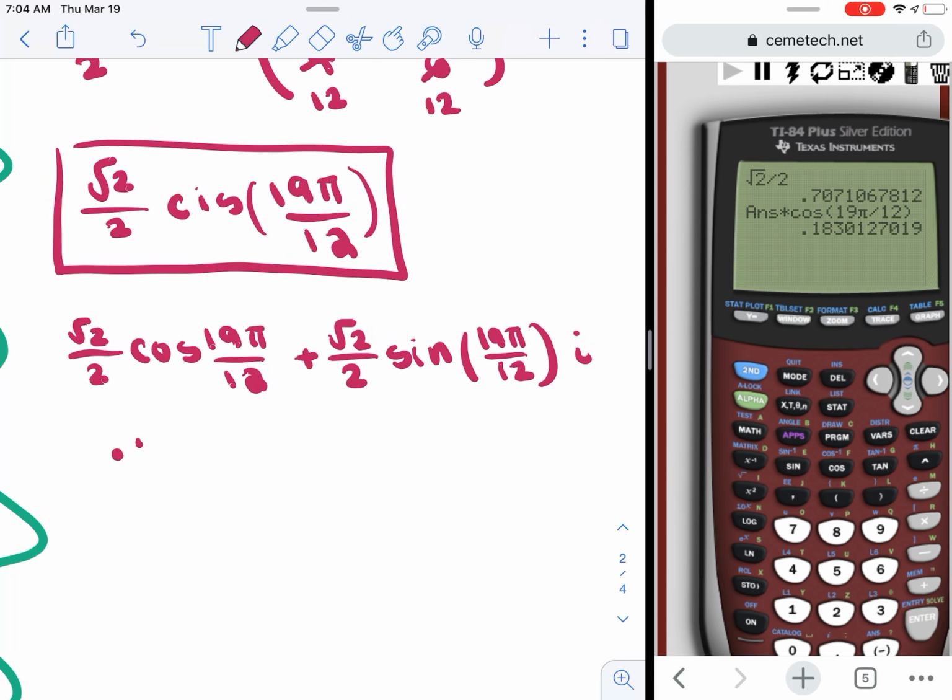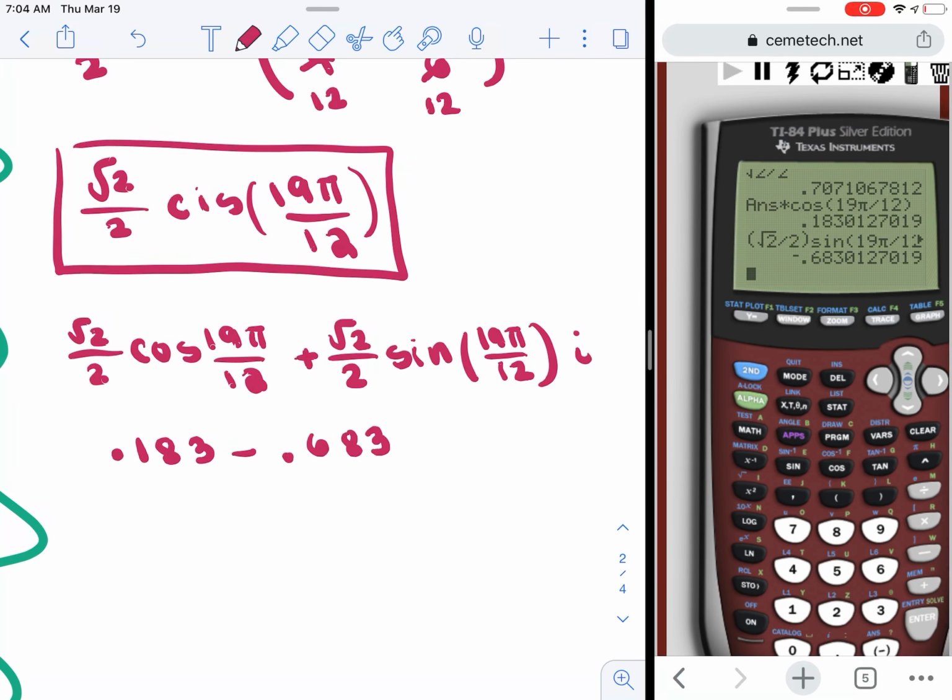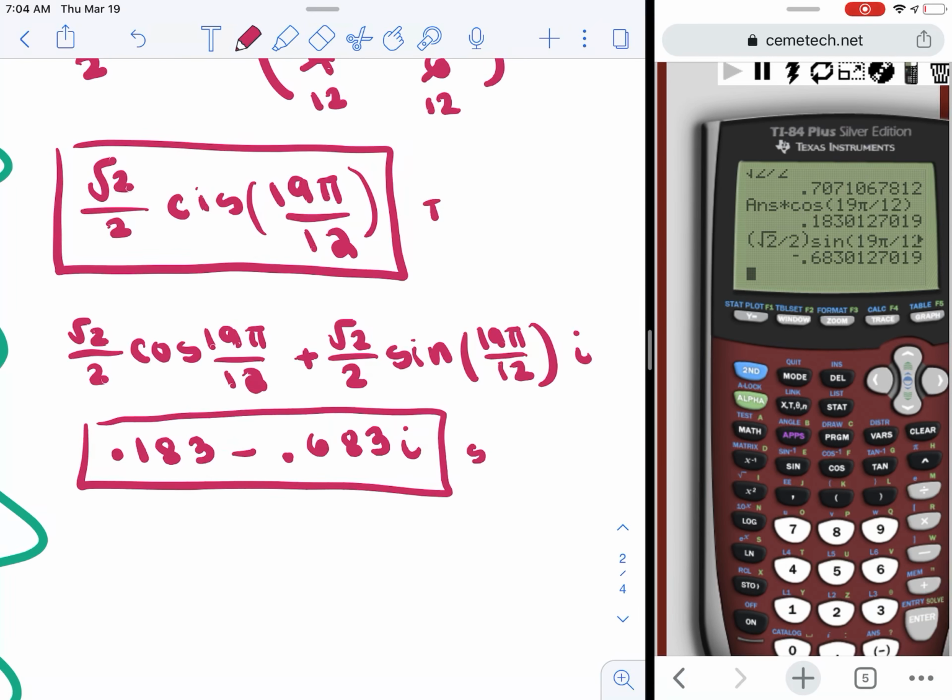I'm going to get 0.183 plus, and then same thing. This time I'll use parentheses so I don't have to hit enter. So square root of 2 divided by 2, and then we can do the sine of 19 pi divided by 12. And we will get 0.68. And then we can put that i on there. So this is trig, this is standard form.